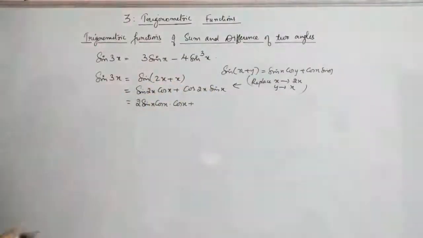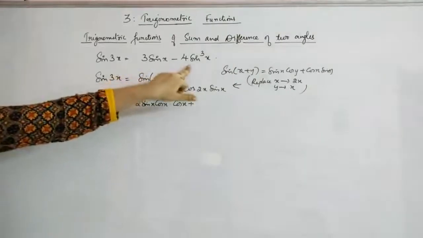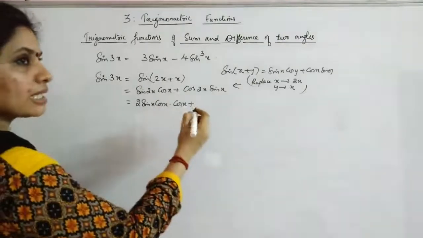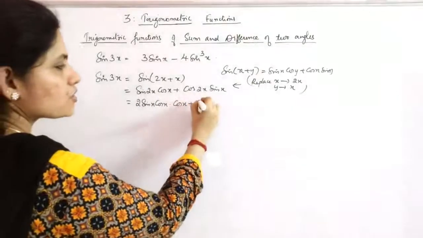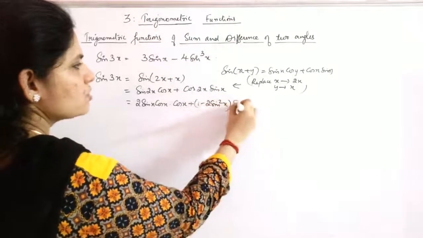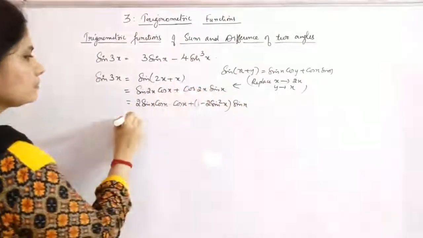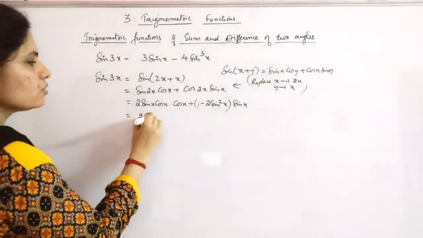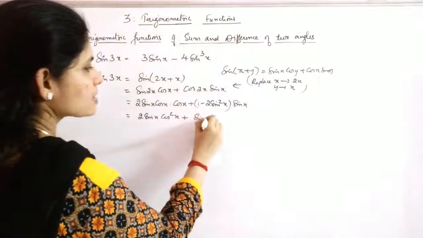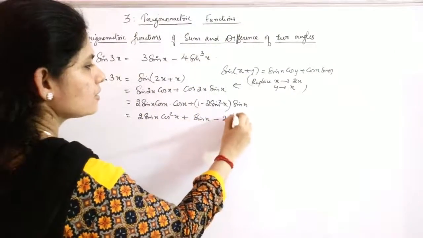We should know that in the answer you should have only sine terms, so this cos 2x should be replaced. You have 4 formulae for cos 2x, so which formula should be used here? You have to use the formula in which you have only sine, which is 1 minus 2 sine square x. So instead of cos 2x, we will replace it with 1 minus 2 sine square x, into this sine x. Now what are you getting? 2 sine x cos square x plus sine x, and just multiplying, minus 2 sine cube x.